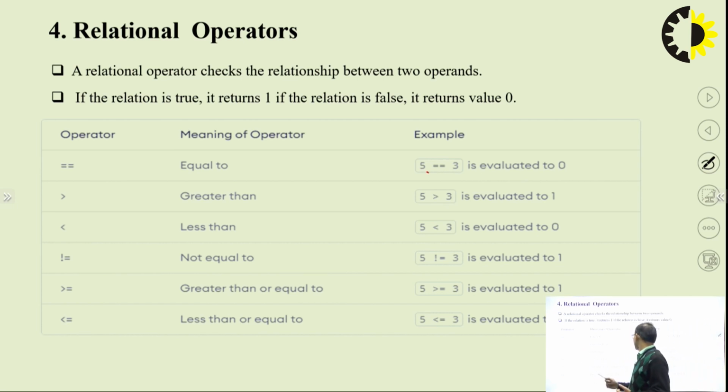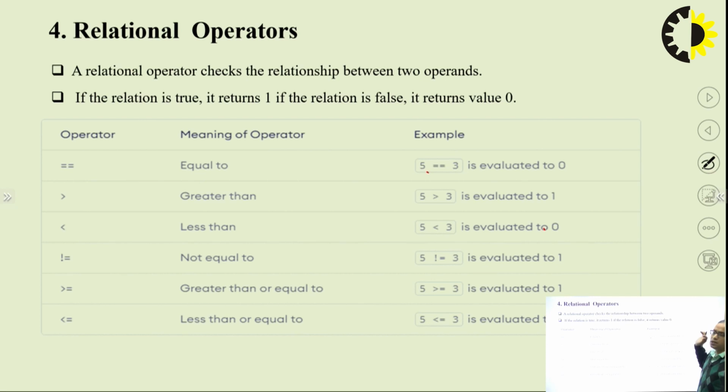Now the second one is greater than. 5 is greater than 3, yes it is true, so it will return 1. Less than, is 5 less than 3? No, 5 is not less than 3, so it is false and it will return 0. Again not equal, 5 not equal 3, yes it is true, 5 and 3 both are different, so it will return 1. Next, greater than equal, 5 greater than equal 3, yes 5 is greater than 3, so it will evaluate to 1. Next, less than equal, 5 is not less than 3, so it will return 0.